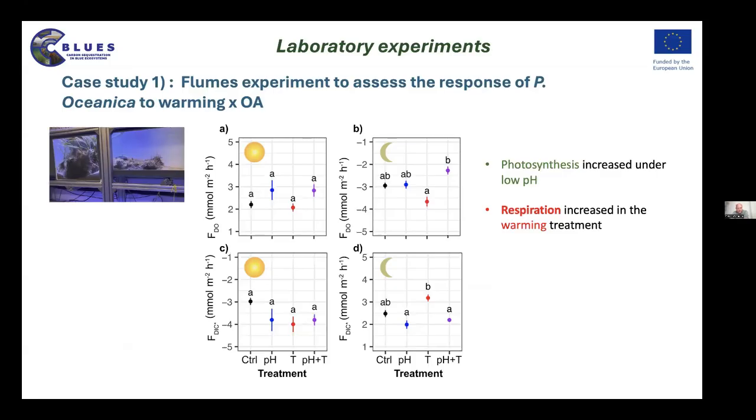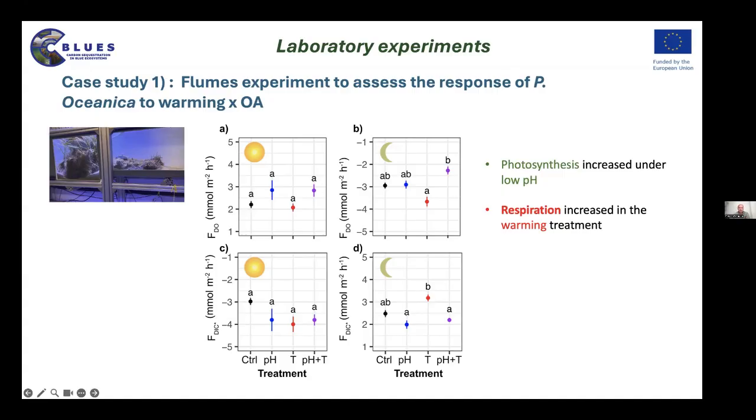So what we observe, I will talk mostly about the top figures here, where we look at the flux of oxygen. So net photosynthesis during the day, respiration during the night. And what we can observe here is the photosynthesis as a function of the different treatments. We have control, low pH treatment, written pH, high temperature, written T, and a combination of low pH and high temperature, the pH plus T. What was very striking was that the net photosynthesis, so the primary production of the community, was stimulated by the low pH condition independently of the temperature. So when we decrease the pH, we increase the primary production.